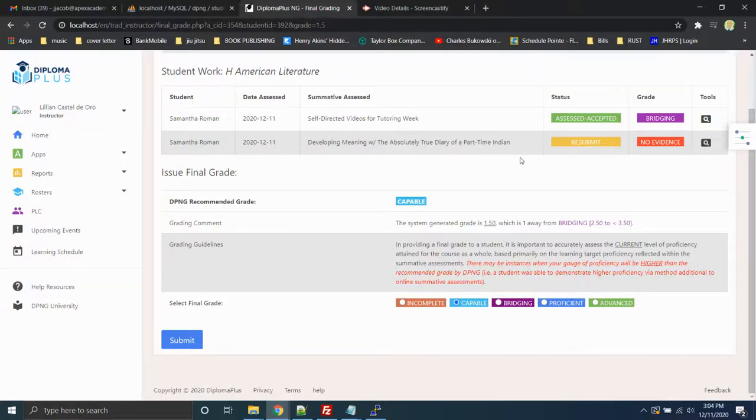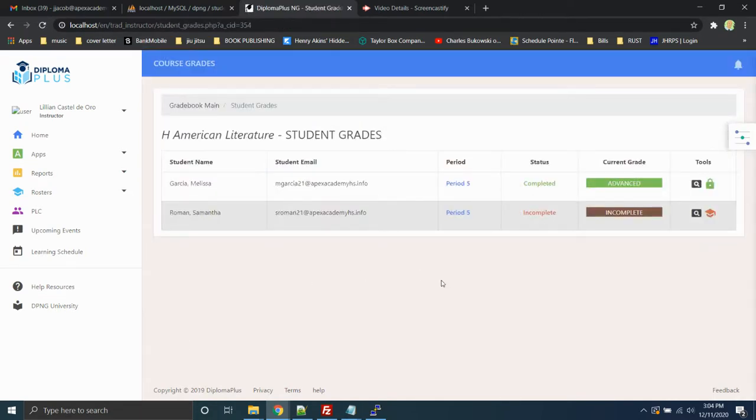Okay, so we left off at the part where we had issued the student a no evidence for the missing summative, and we're just going to go ahead and submit that. And so what you'll notice is that the graduation hat will be turned to red and the grade will be incomplete. So basically, if there's a grade that's issued that is at a capable or below, it will always be an incomplete.